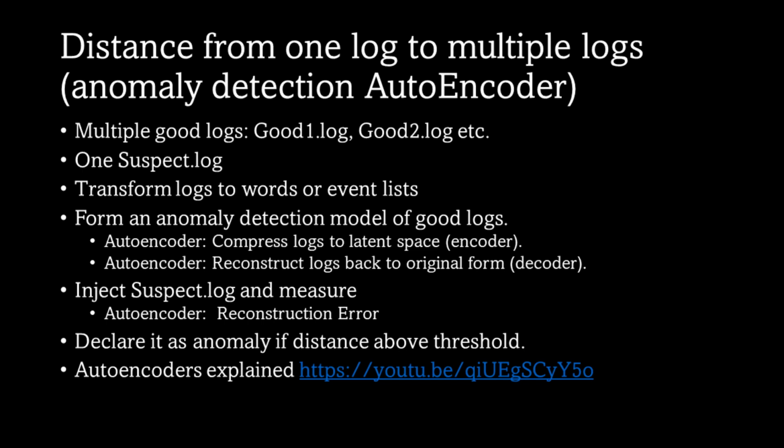When the suspect log is introduced, the autoencoder attempts to reconstruct it. The difference between the original suspect log and its reconstruction, called the reconstruction error, is measured. If this error exceeds a defined threshold, the suspect log is flagged as an anomaly. A link is provided for further explanation of autoencoders.